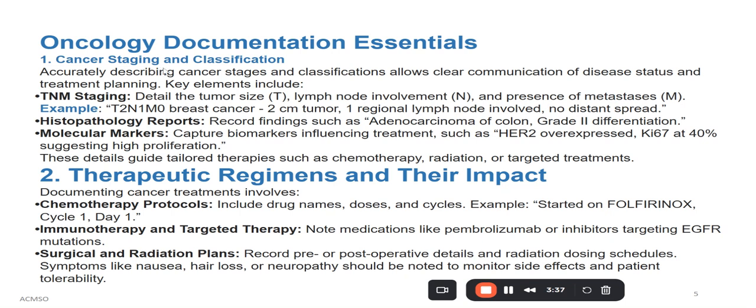Cancer staging and classification. Accurately describing cancer stages and classifications allows a clear communication of disease status and treatment planning. Key elements include TNM staging, detailing the tumor size (T), lymph node involvement (N), and presence of metastasis (M). Example: T2N1M0 breast cancer, a 2 centimeter tumor, one regional lymph node involved, and no distant metastasis.